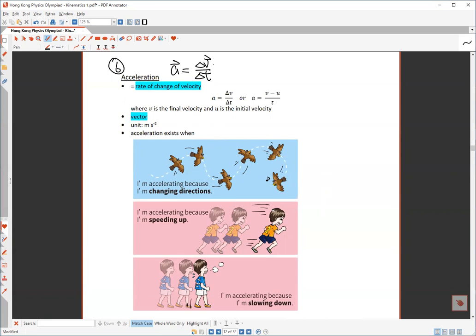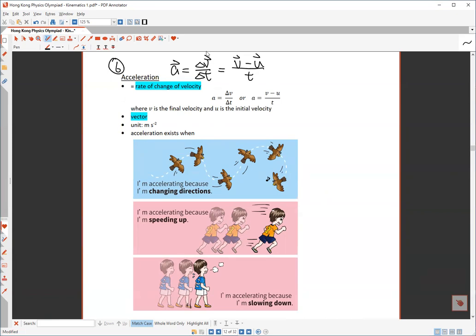You know this formula already. So v is the final velocity and u is the initial velocity, over time. So this is a vector, and it has a unit that is meter per second squared. Actually, we can derive it from the formula. Velocity has a unit that is meter per second. Time has a unit that is second. So when you divide it, you get meter per second squared.